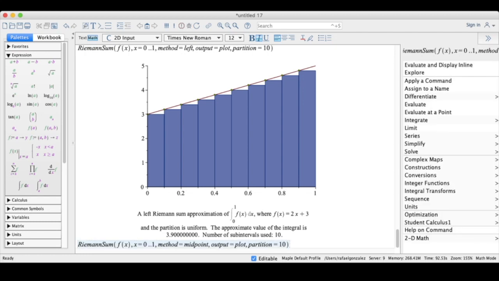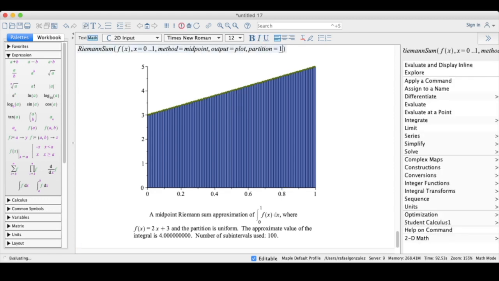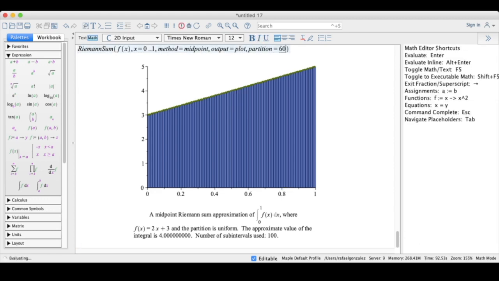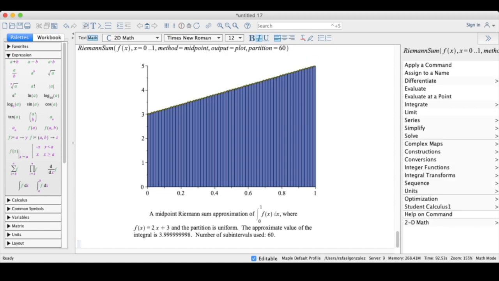If I increase the rectangles, let's say to 100, well, notice now how small those rectangles are, and notice that the actual approximation is now correct. It's a 4. So we use the correct amount of rectangles needed to get the correct approximation. Now the question that I have is, what will be the optimal number of rectangles? Notice that if we use 60, we are not quite there. We're almost there, not quite there.